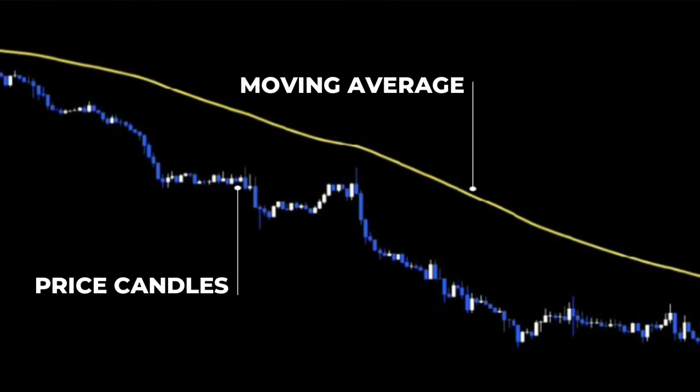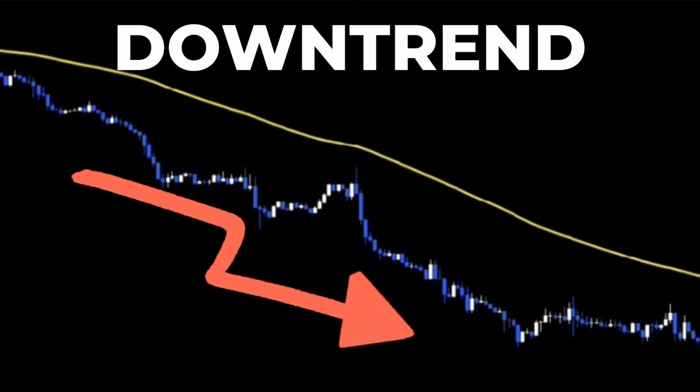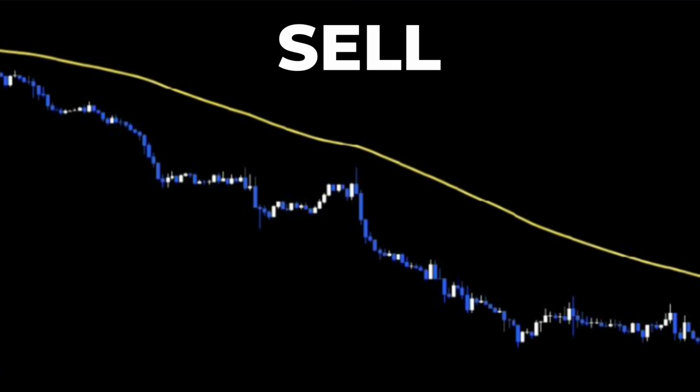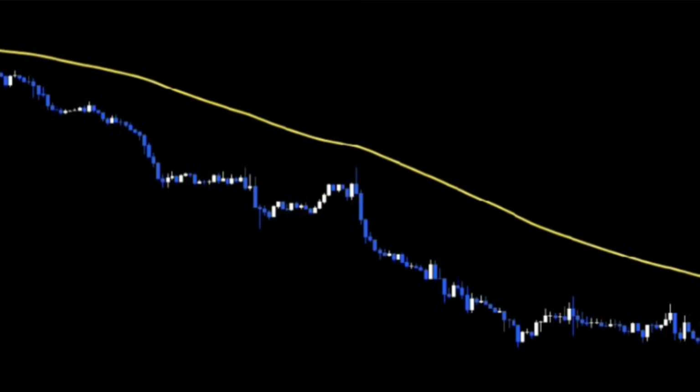Conversely, when the price remains below the moving average, we can identify a downtrend. This suggests that the market sentiment is bearish and sellers are in control. In this case, you should look for selling opportunities, aiming to capitalize on the downward momentum.